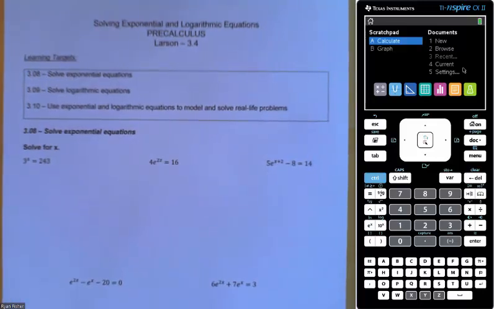In this lesson, we're going to revisit solving exponential and more so logarithmic equations from the beginning of the course. We'll start with exponential equations, and then we'll move into logs and go from there.